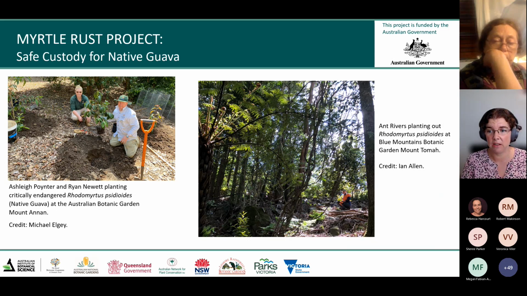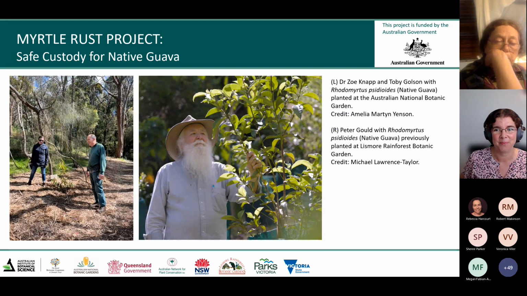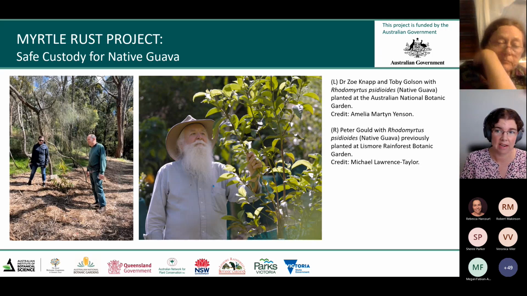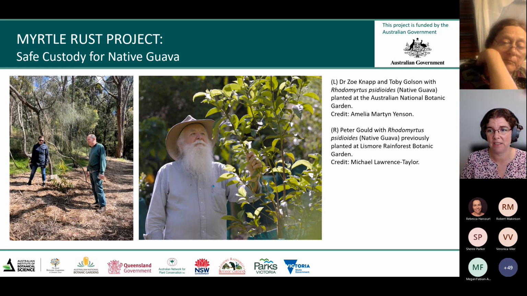Recently, a further 10 plants were sent to each partner garden, so there are 15 new plants at each of five locations in total. Plants sent to the Australian Botanic Garden and the Lismore Rainforest Botanic Garden supplement their existing collections of Rhodomyrtus and add diversity to their living collections. And you'll hear from Peter at the Lismore Rainforest Botanic Gardens and Zoe at the Australian National Botanic Garden shortly.